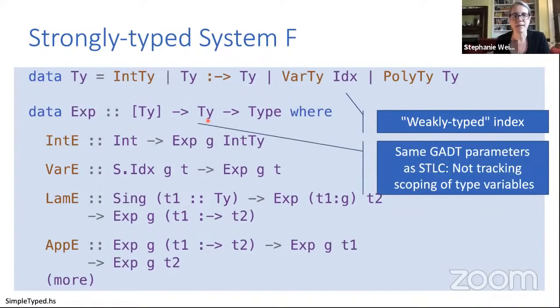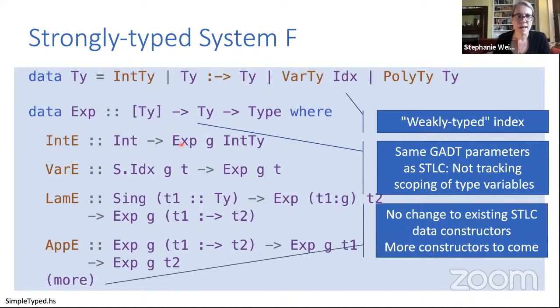So I'm using the same parameters, and that's going to allow me to reuse all the same data constructors that we had before, and I can get that reuse by not tracking the scope of those type variables. Very soon I will talk about what those two new constructors are that we have to add. But before I do that, I want to talk about types. So we've added two new data constructors for types: type variables and polymorphic types.